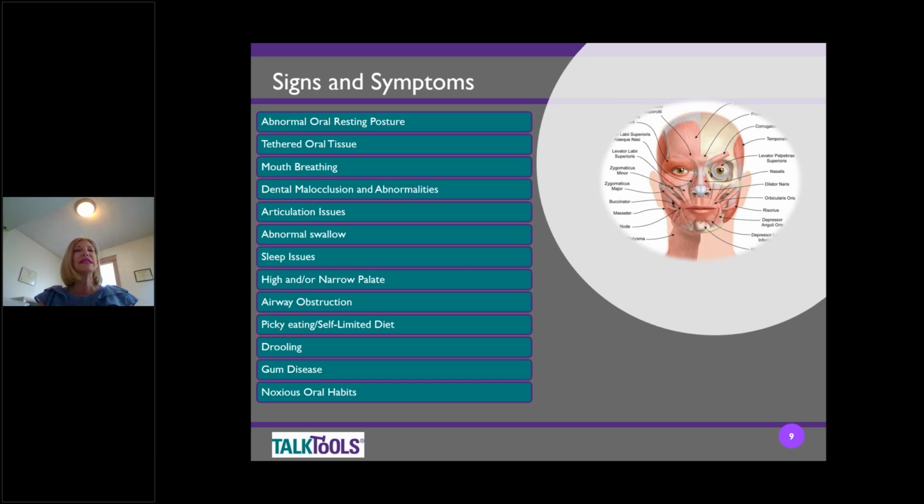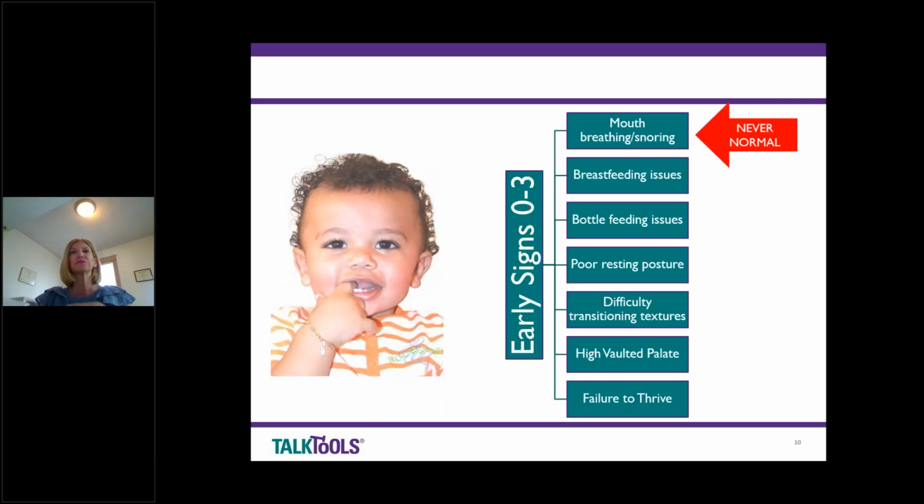Drooling, gum disease, we'll see this in older patients with OMDs, and noxious oral habits, fingernail biting, gum sucking, and also bruxism, dental grinding is also a sign and symptom of an OMD. So in 0 to 3 specifically, what would we see? Well, the first one is mouth breathing and snoring.